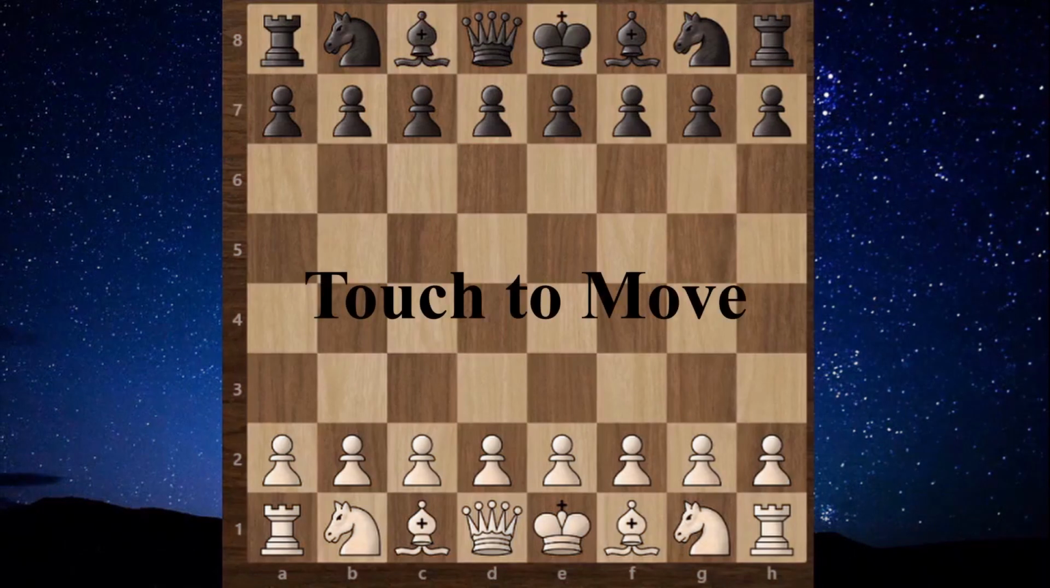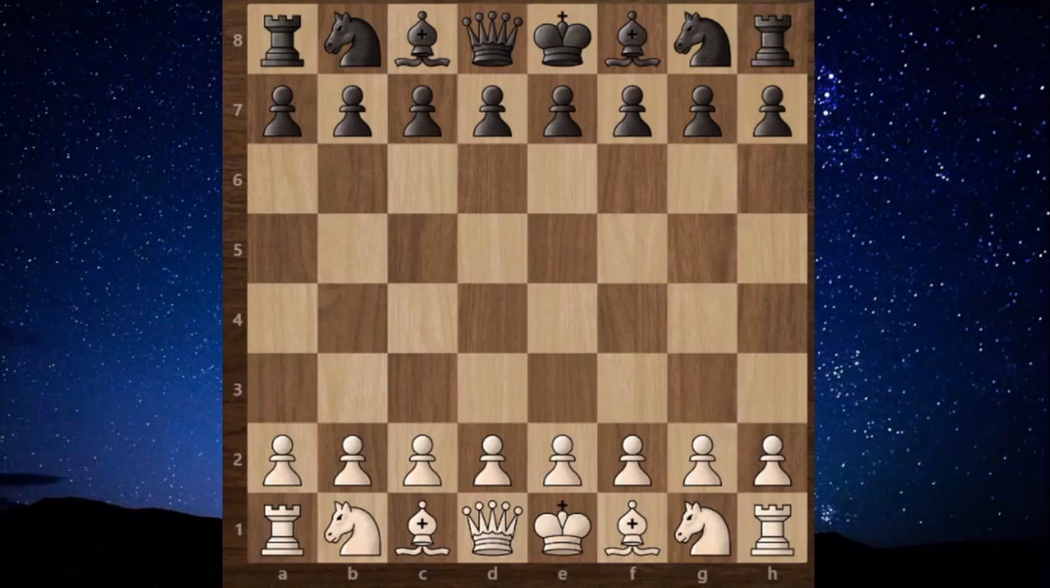In chess tournaments, the touch-to-move rule is applied. It means on your turn if you touch any piece, you have to move that, unless you want to adjust a piece which is not properly placed.